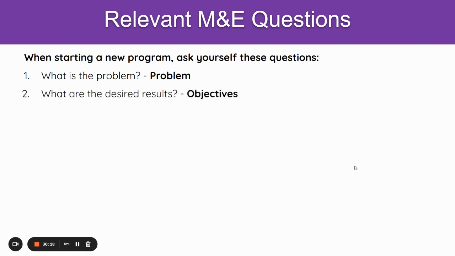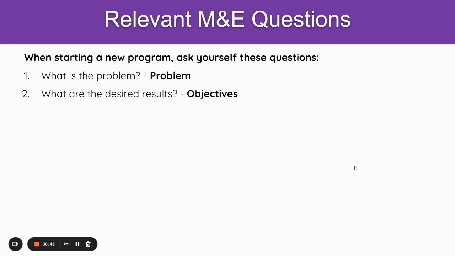Number 2, once we analyze and understand the problem very well, we need to ask ourselves, what are the desired results? What are we going to change? So, one of the ways to determine the objectives is to transform the problems into our objectives. Is to transform the problems into objectives.